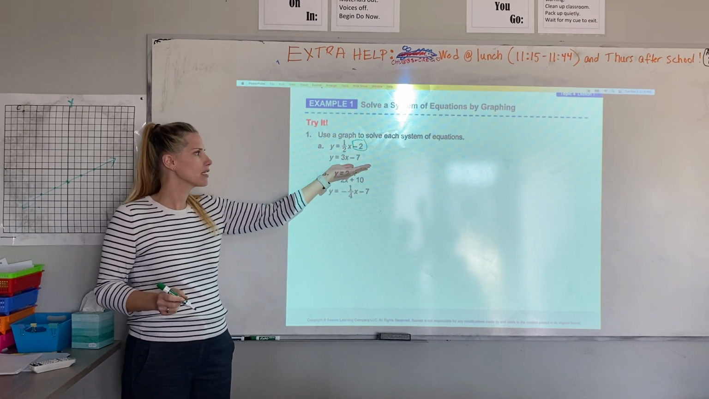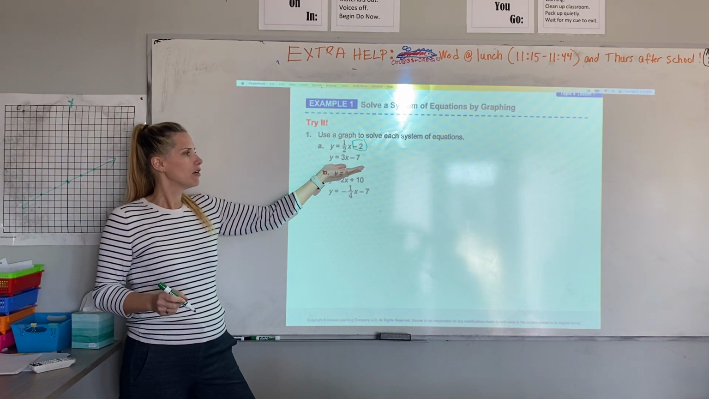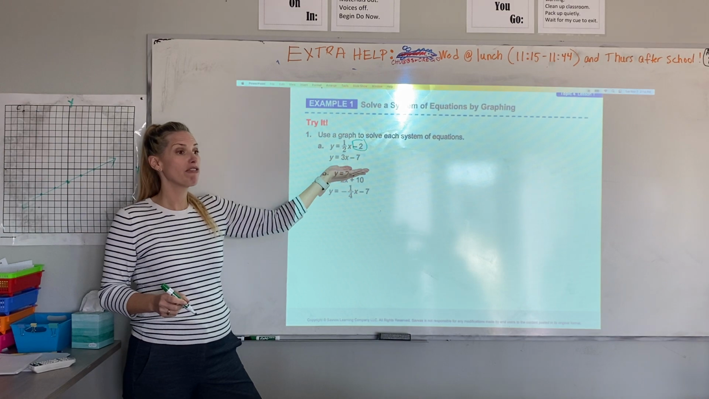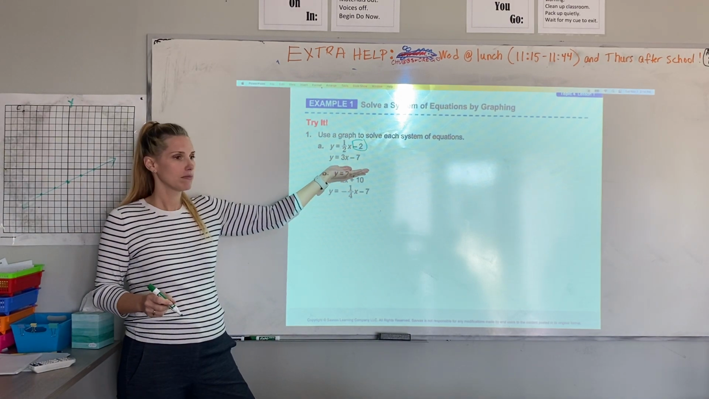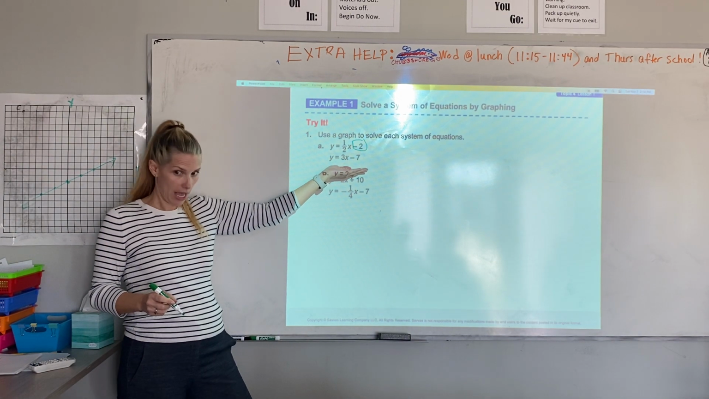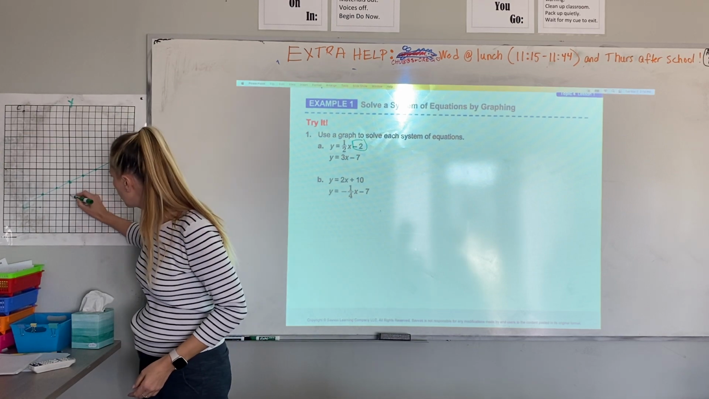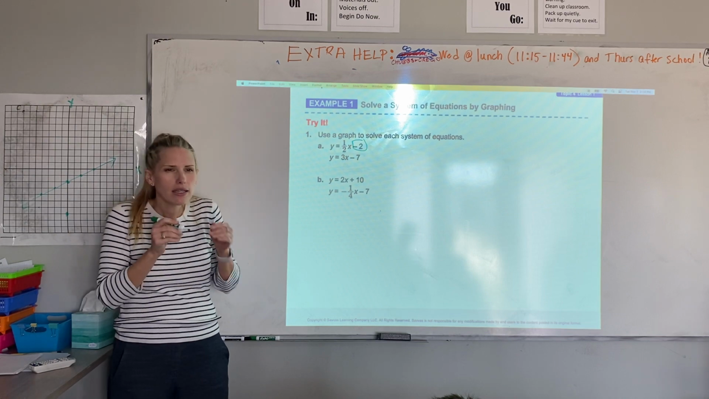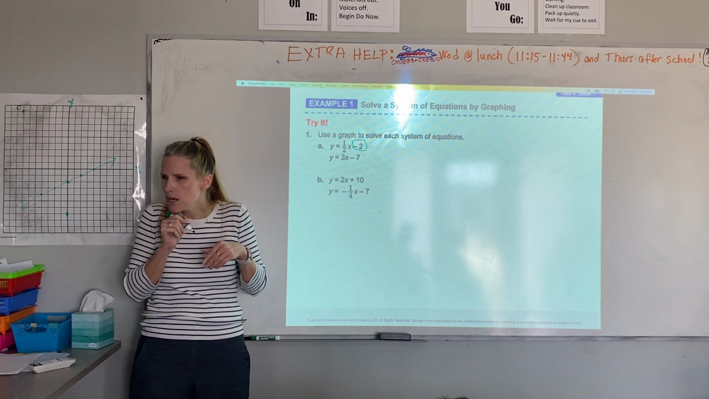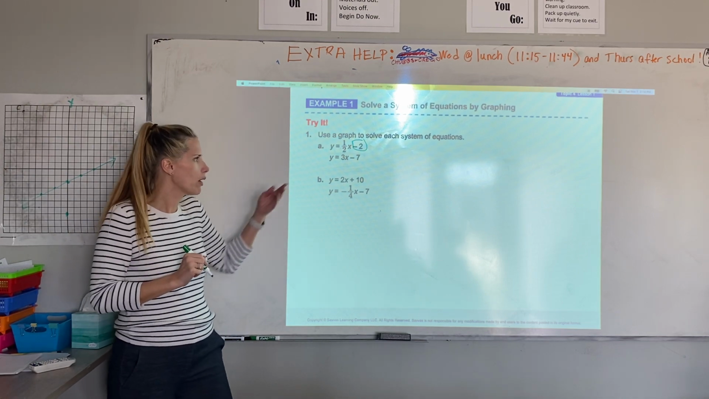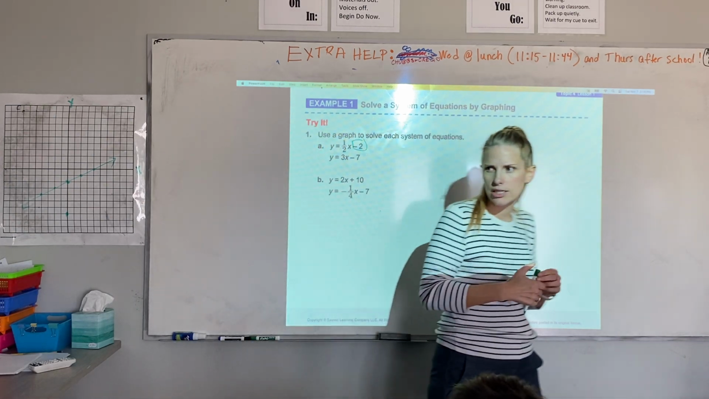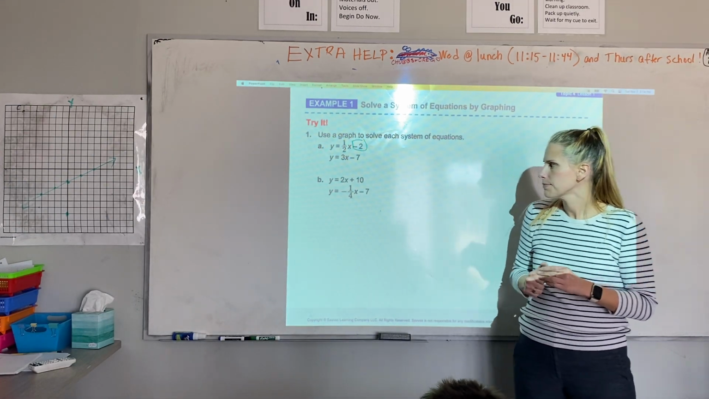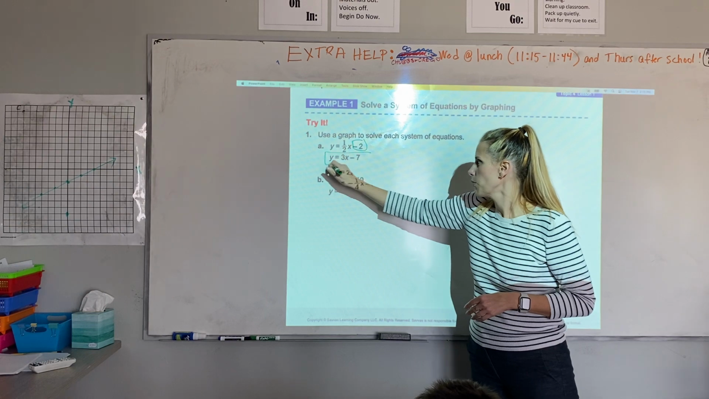Next one here, Lily, what do I pull from this equation to graph my very first point on this line? Yes, -7. 2, 3, 4, 5, 6, 7. That's my y-intercept. And then let's see who else I want to pick on. Let's see, Charlotte. What do I grab? What else do I grab from my equation to plot my next point?